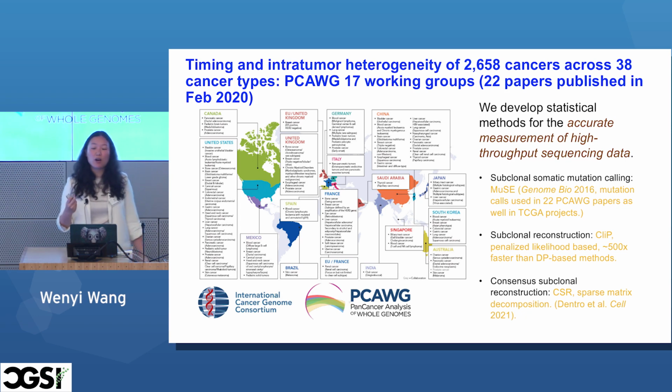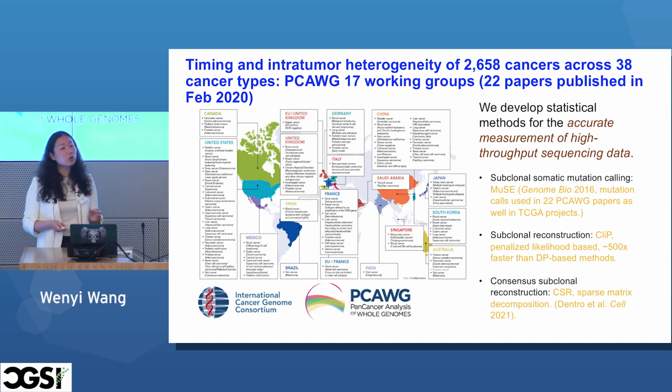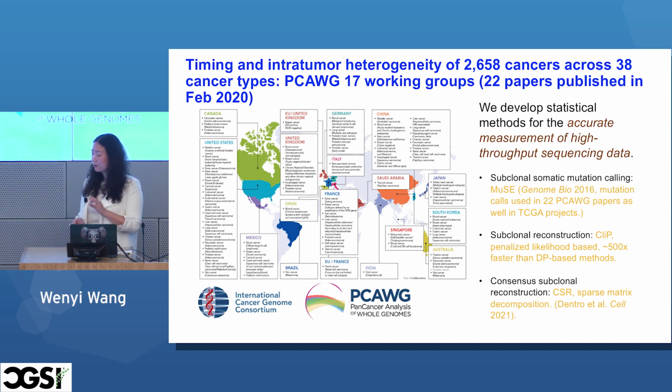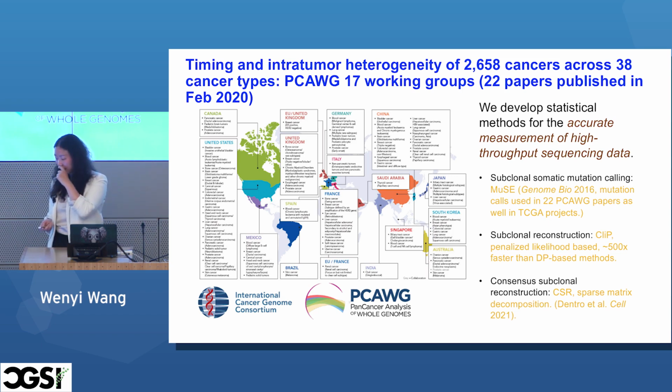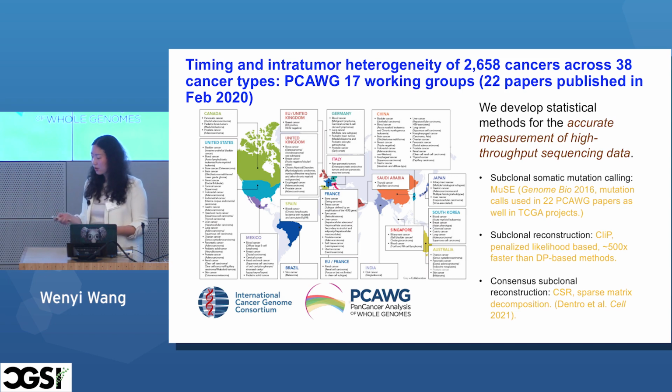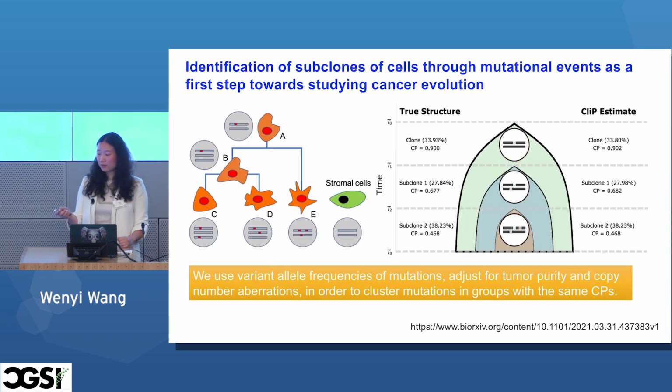So my group has been part of the PCAWG working group on timing and intra-tumor heterogeneity of 2,600 cancers across 38 cancer types over the past 7 years. We were focused on developing statistical methods for the accurate measurement of high-throughput sequencing data. So we developed MuSE for subclonal somatic mutation calling, and then CLIP for subclonal reconstruction, which I'll talk a little bit more about in the next few slides, and also CASCADE for consensus subclonal reconstruction.